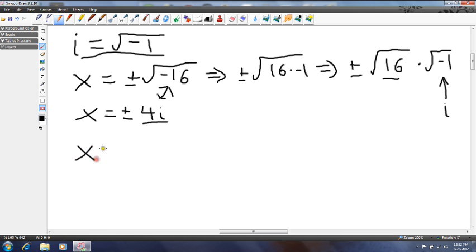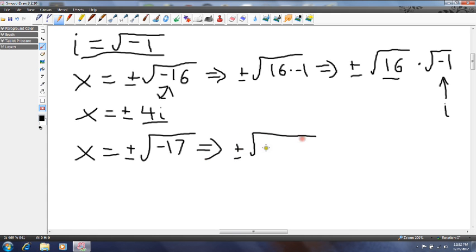If we get our solution x is equal to plus or minus the square root of -17, we can once again go through the same process with this, and that would be plus or minus the square root of 17 times -1, which we can again split into two radicals as we did in the previous problem, and we get the square root of 17 times the square root of -1.